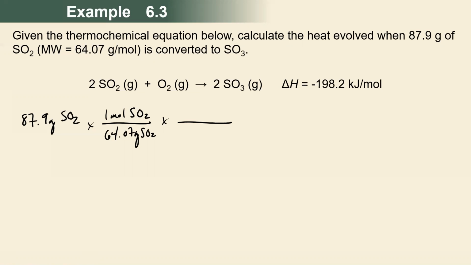Now I need to pull in a conversion factor from my reaction. What's going to go on top? Well, my grams have canceled. 2 moles of SO2 goes on the bottom because I need my moles to cancel. Right? So moles SO2, moles SO2. Then for every 2 moles of SO2, I'm looking for heat, right? I'm looking for energy. How much energy is given off?